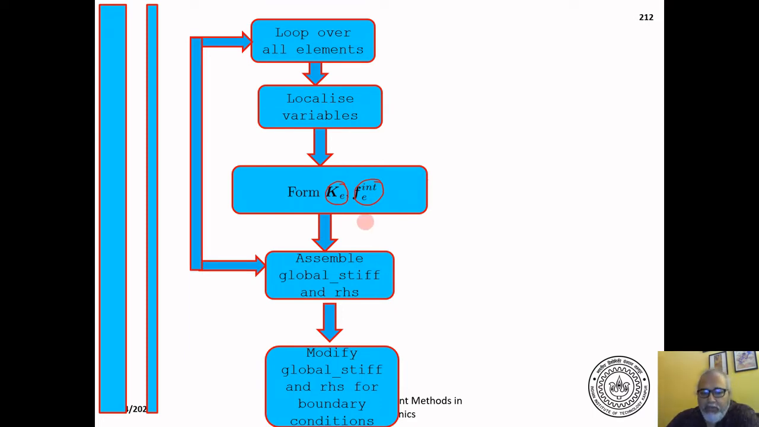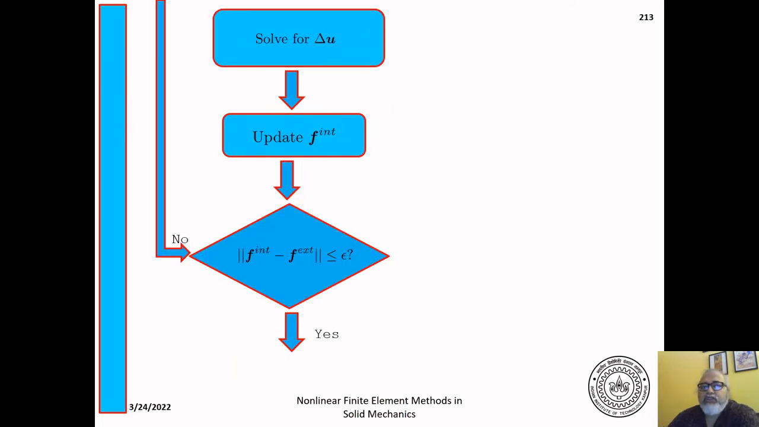and this goes on for each and every element in the system. Now, after assembling it, and this is similar to any other finite element program, you modify the global stiffness and RHS for boundary conditions. We have learned how to do this in our basic finite element courses, and the process is no different here. After doing that, we solve for u, not for the total displacement u, but for the incremental displacement delta u.